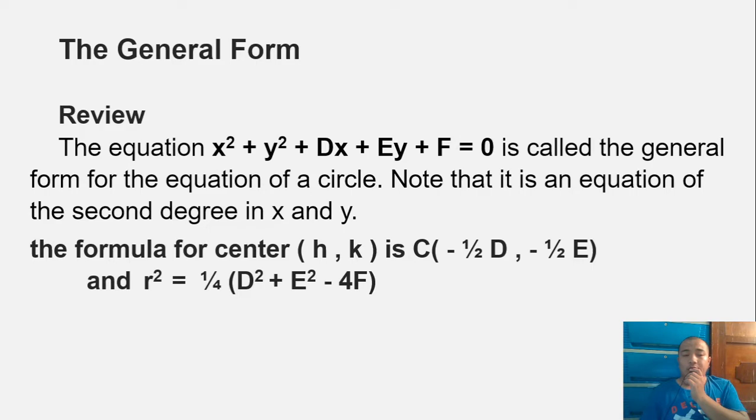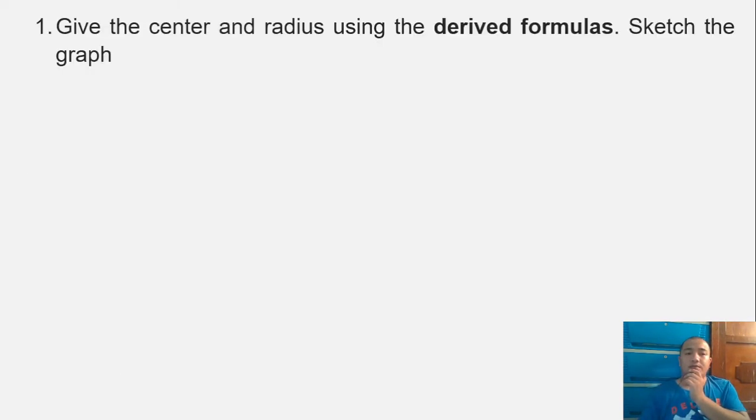And if you want to solve for the radius, r squared equals 1/4 times quantity d squared plus e squared minus 4f. Okay, if you want to get the radius, square root both sides of the equation, which is equal to square root of d squared plus e squared minus 4f all over 2. Okay, let us now have a review here. Let us find the center and radius of the equation of a circle in general form using the derived formulas: negative 1 half d, negative 1 half e for the center, and for the radius, square root of d squared plus e squared minus 4f all over 2.